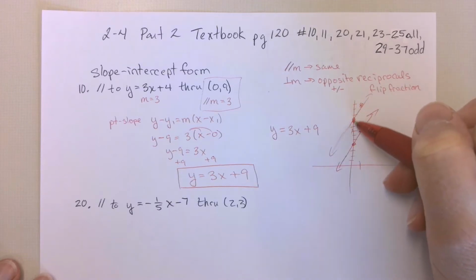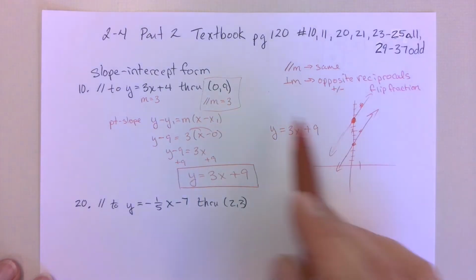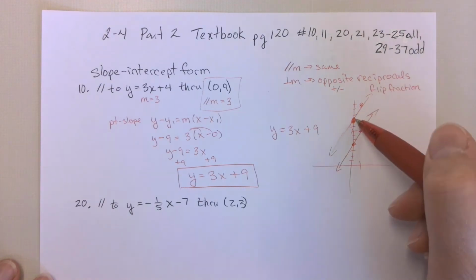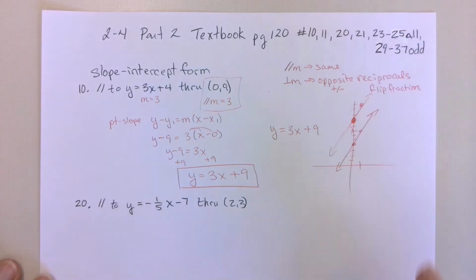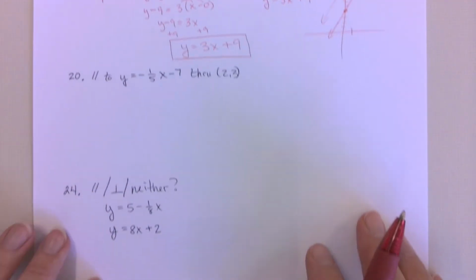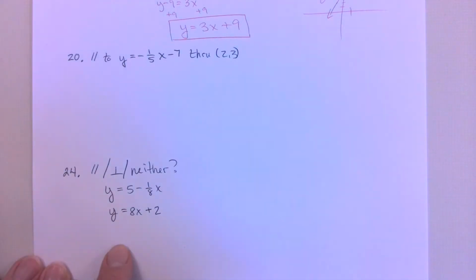So this is my anchor point that I plugged into the formula, and then I use my parallel slope to create this line. So this point has nothing to do with this line. It's my anchor for my line that's parallel to it. Okay. Now, looking at the next one, we have another parallel one. I want to get the even problems done on this homework.